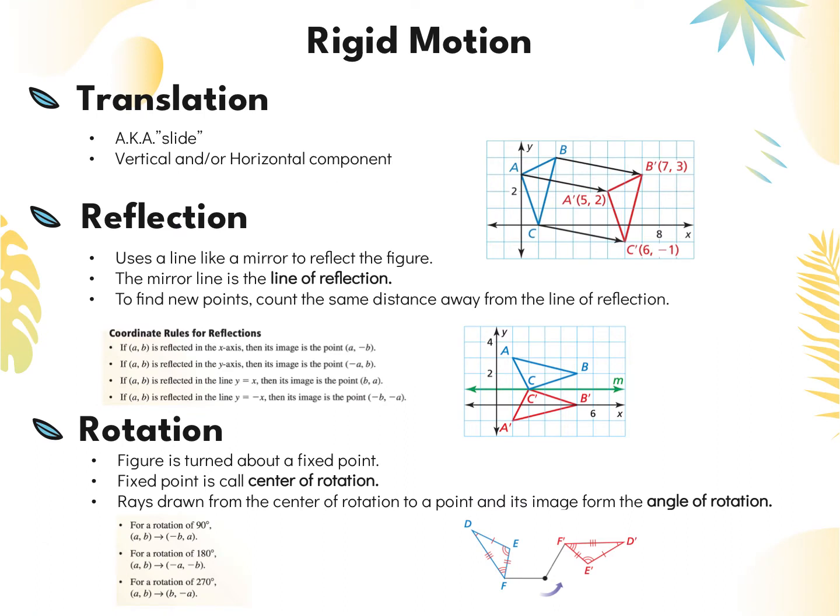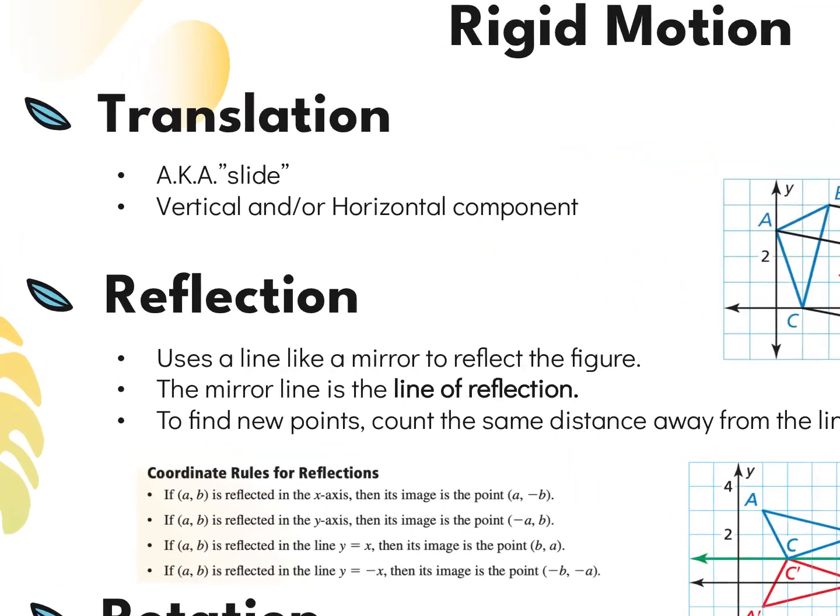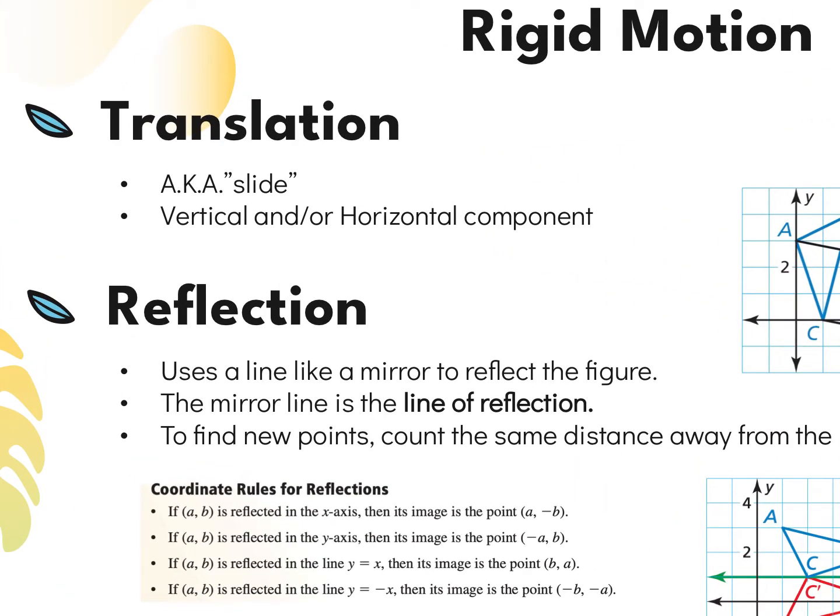The first one is called a translation. And a translation is also known as a slide. And we're either going to be translating it vertically or horizontally. When I would teach this to middle school students, I would tell them, notice the word translation has the letters SL in it, indicating that that's my little hint that when you see the word translation, it's a slide.